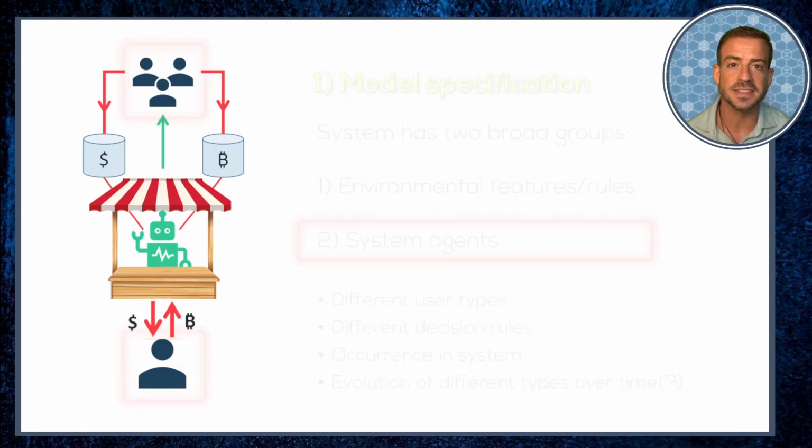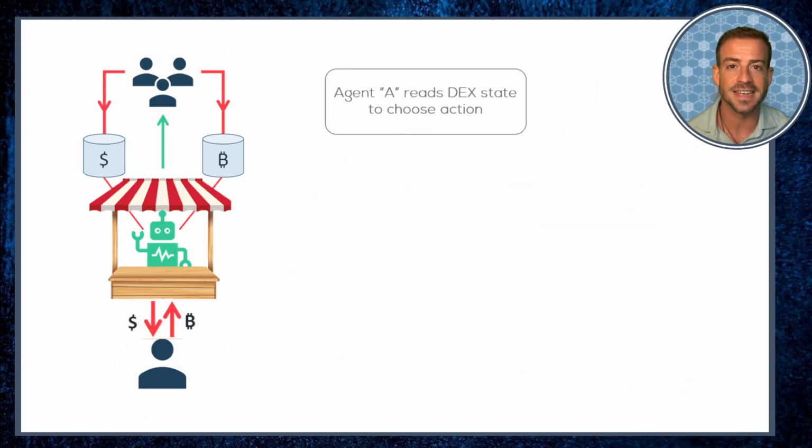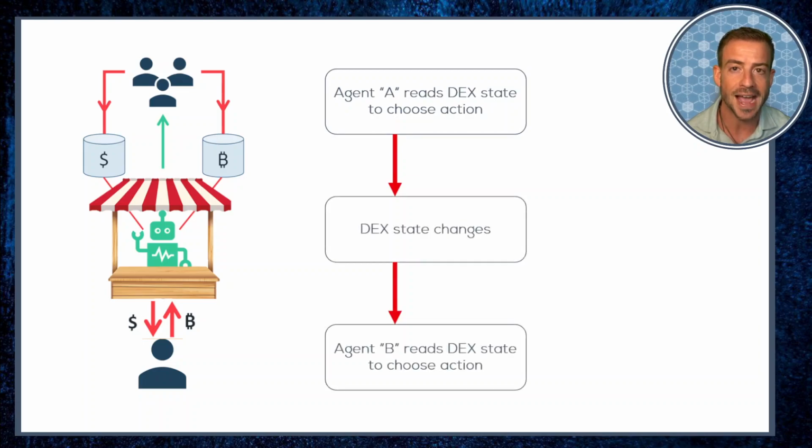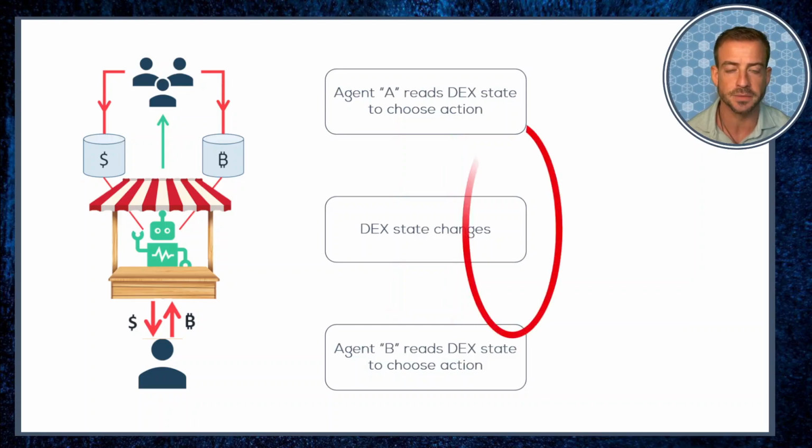Notice that since these decision rules reference the current state of the DEX, and since that state is the result of the prior agent's actions, this means that the agents are indirectly reacting to each other. And that means that if agents take more than one action, the action that B takes now affects the action that A decides to take later. This introduces feedback into our system.